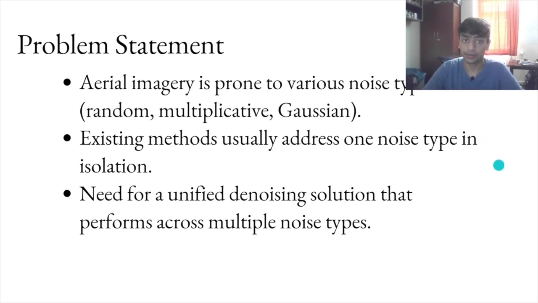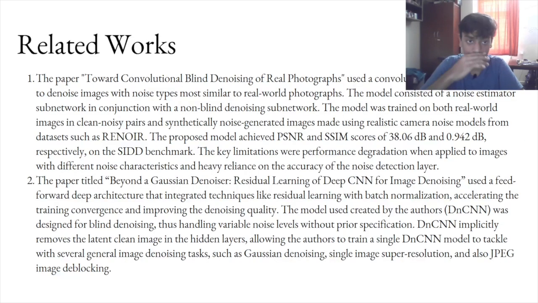in one framework. While working on our project, we looked at various papers, one titled Convolutional Blind Denoising of Real Photographs. It used a convolutional network CBD-net to denoise images. The model consisted of a noise estimator and a non-blind denoising subnetwork. CBD-net was trained on both real-world images and synthetically noise-generated images in clean noisy pairs. The key limitation of this model, however, was the performance degradation when applied to images with different noise characteristics, and also the heavy reliance on the accuracy of the noise detection layer.